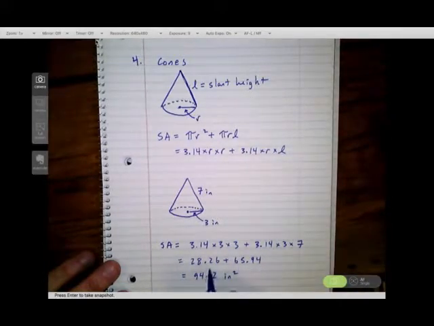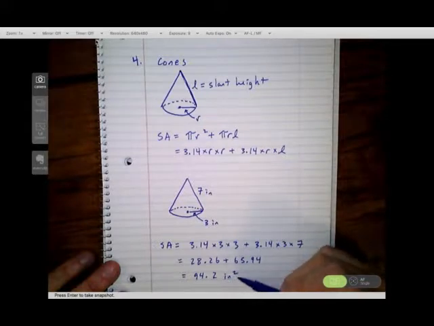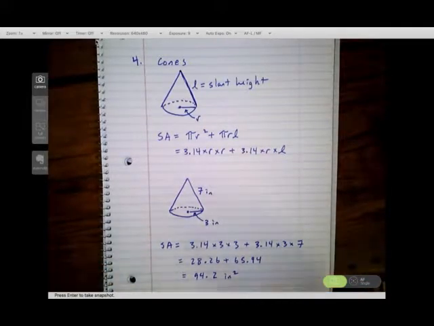This part is 28.26. When you do that, again, please use your calculator. If you want to do it by hand, you're welcome to, but you don't need to. And then here's the second part worked out. We get 65.94. When I add those up, I get 94.2 square inches. Again, please don't forget your units. For area, it's square, whatever's in the problem. So here it's inches, so there it's square inches.